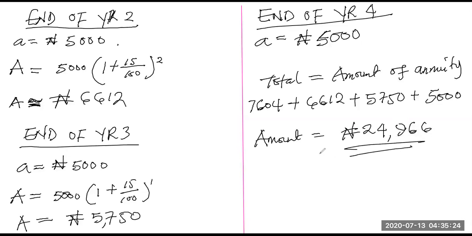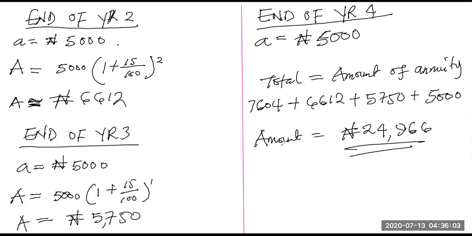Now, if the person had not been wise enough to reinvest and compound each of those annuities, 5,000 at the end of each year times 4 is going to give us 20,000 naira. So you can see that by being wise enough to compound each annuity as it comes in at the end of each year, he will have more money. He had almost 5,000 naira extra by compounding each of those annuities. So this is what we call amount of annuity. Is that clear? Hope this is simple enough.